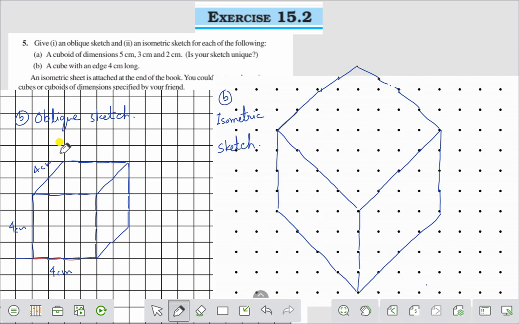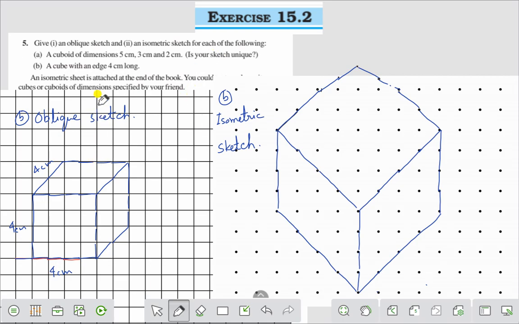The question was that an isometric sketch is attached at the end of the book. You could code the cubes or keywords of dimensions by your friend. And the question: give an oblique sketch and isometric sketch for each of the following. Is your sketch unique?